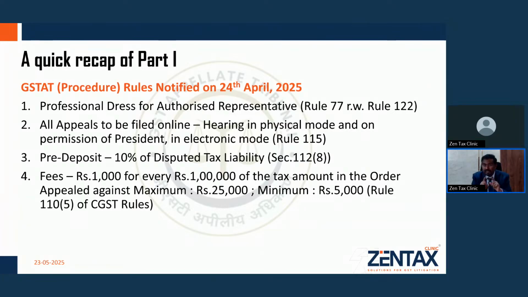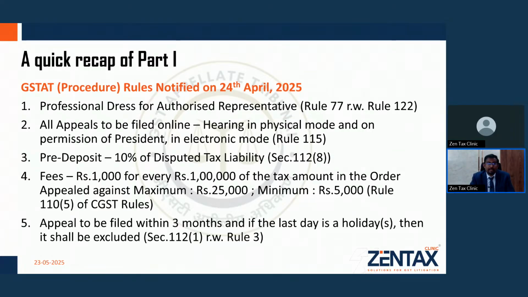Here I very specifically mention that it is the CGST Rules. And what is this amount of fee that is to be paid? The fee is ₹1,000 for every 1 lakh. So it is not an ad hoc amount of 1%. It is very clear that it is ₹1,000 for every 1 lakh of the tax amount in the order appealed against. The maximum amount is pegged at ₹25,000. The minimum amount to be paid is ₹5,000 for filing of an appeal before the GST Appellate Tribunal.